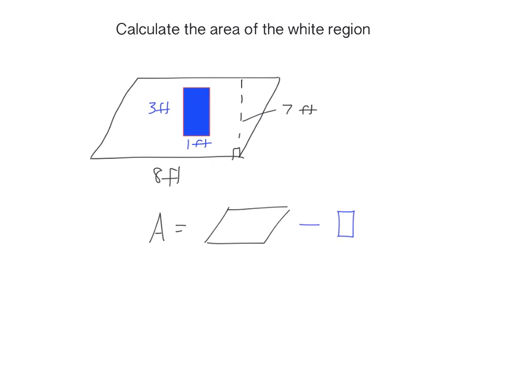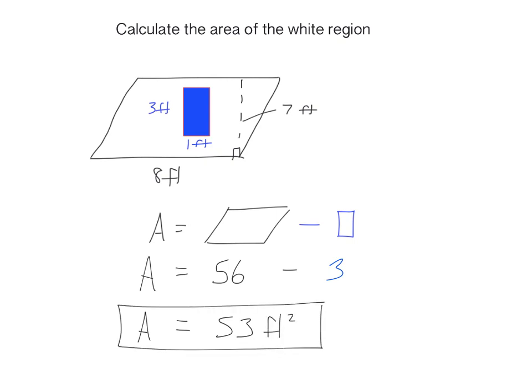So let's do that. What is the area of that parallelogram? It's got a base of 8 and a height of 7, so that's 56. Then we have to subtract the area of the rectangle, and that's 3 by 1, so 3 times 1 is 3. 56 minus 3 is 53, and it's talking about feet here, so it's feet squared, or square feet. 53 square feet is the area of the white region.